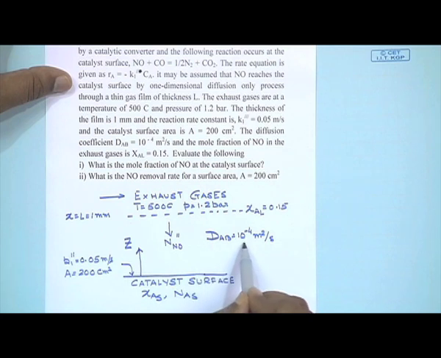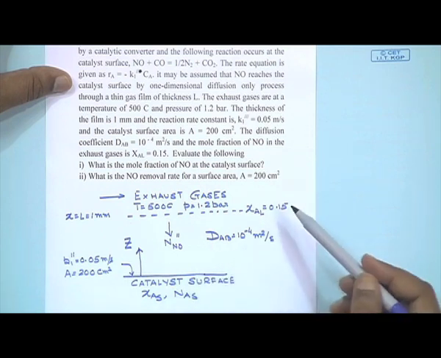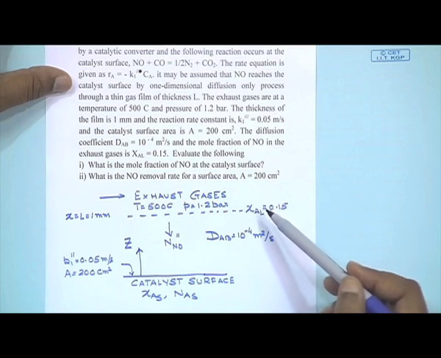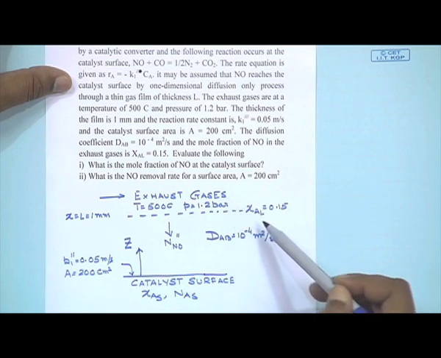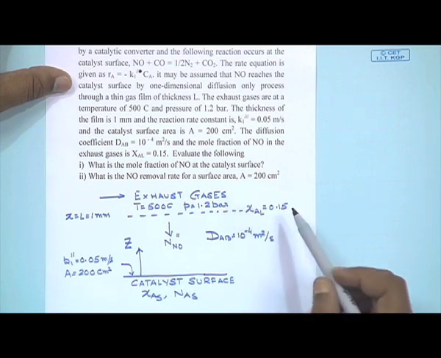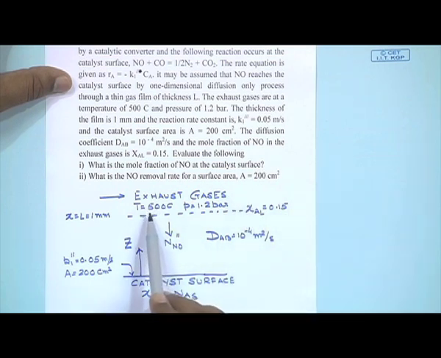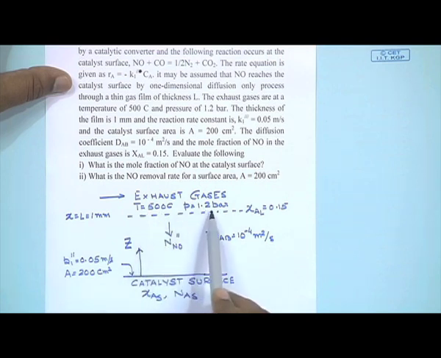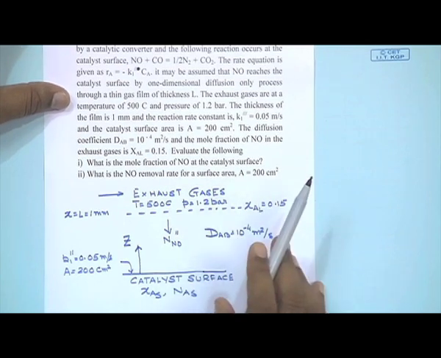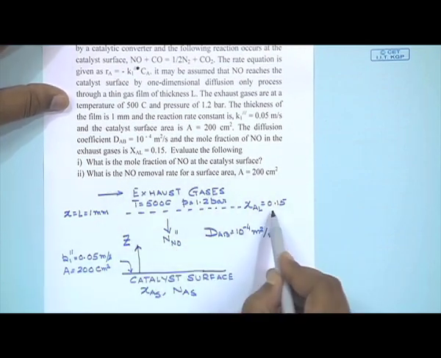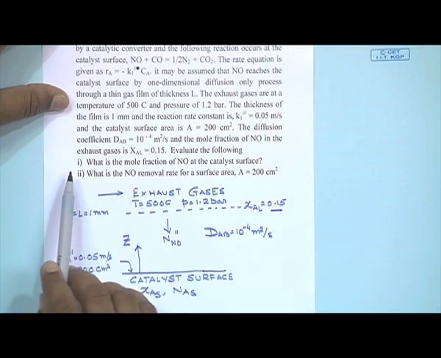The diffusion coefficient is provided as 10 to the power minus 4 meters square per second, and it has been measured that the mole fraction of NO in the exhaust gases is equal to 0.15. The temperature and pressure of the exhaust gases are provided as 500 degree centigrade and 1.2 bar. You have to evaluate the following two numbers.